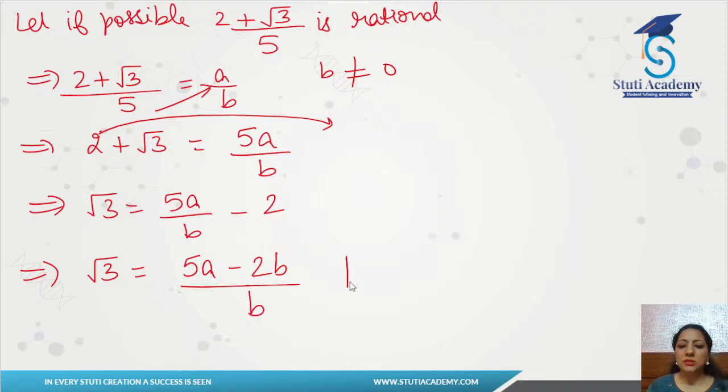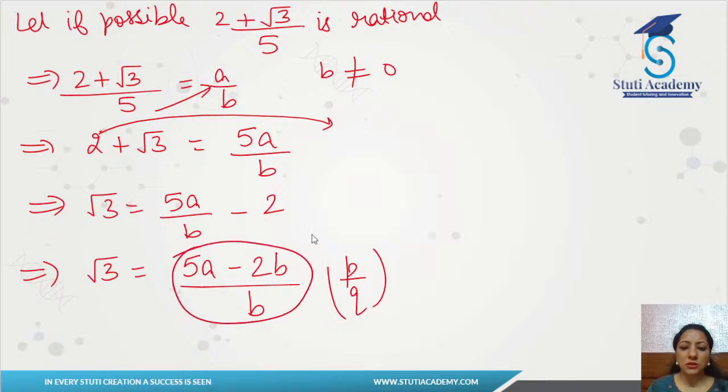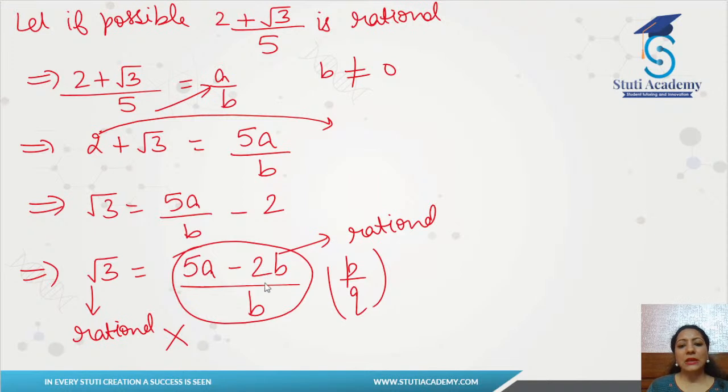Now as we can see, this is in the form of p by q. So we can say that this is a rational number. Now this is a rational number and this is equal to root 3. So we can say that root 3 is also a rational number. But that's not correct. It's wrong. Root 3, we have just proved that it's an irrational number. So how can we say that a rational number is equal to an irrational number?